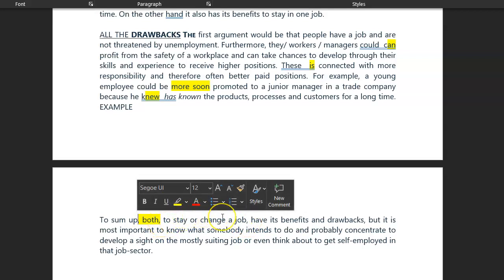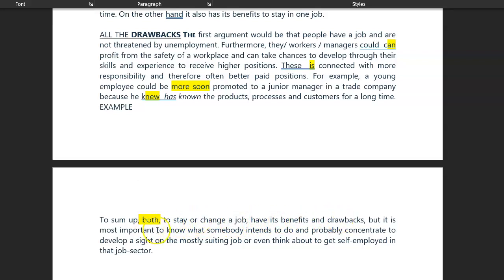Yeah, okay. To be honest, it's easier just to stay with one. You've already said the second one was what you preferred, so stick with that. To what extent, you have to make a decision. You can't support both all the way. Most important to know what somebody intends to do and probably concentrate to develop a site on the most suitable job.